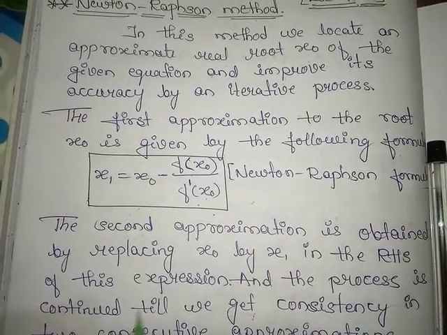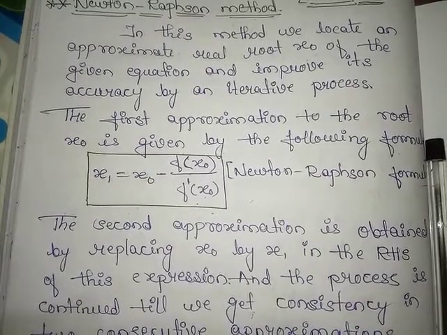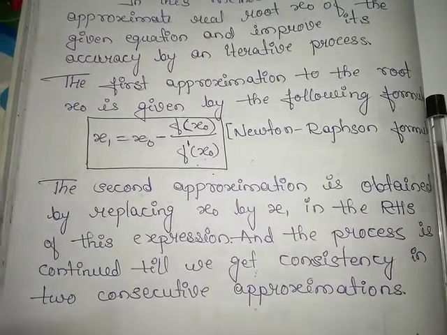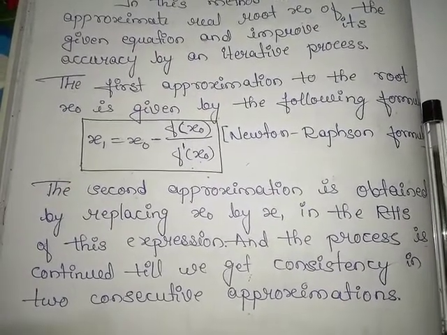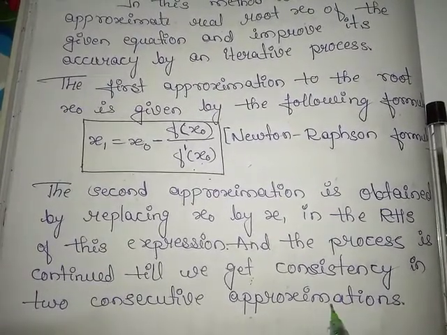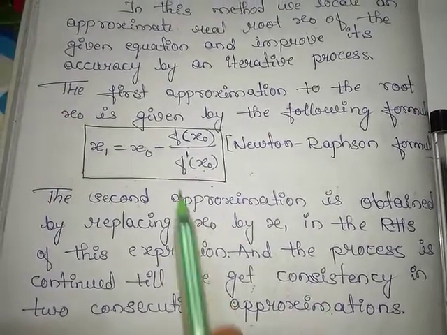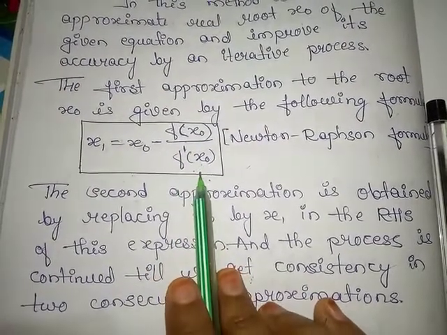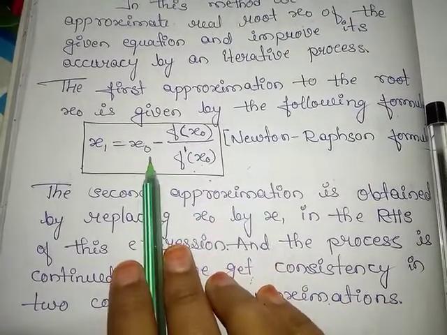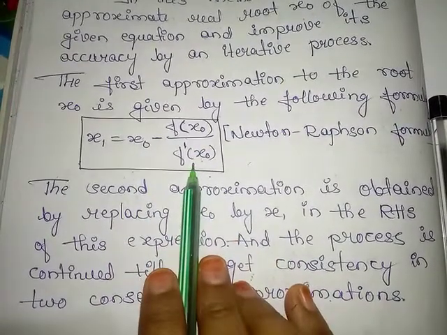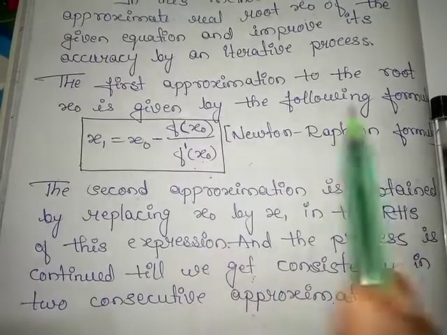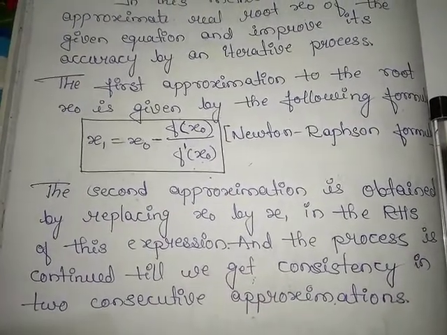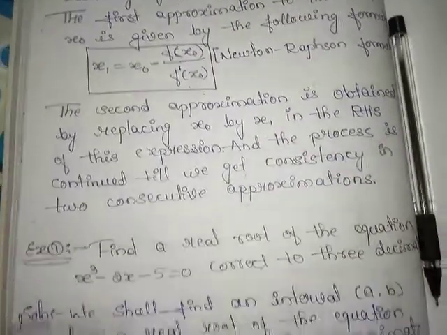and the process is continued till we get consistency in two consecutive approximations. Here also we have to continue the process till we get the consistency in two consecutive approximations. This is the first approximation formula. To write the second approximation, just replace x0 by x1 in the RHS of this formula. You will get the second approximation. Similarly for third, fourth and so on. Okay, let us see the example.